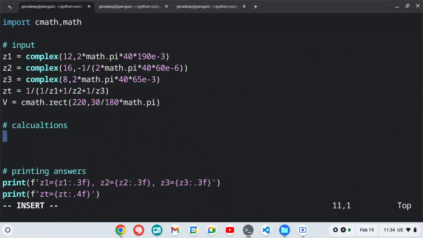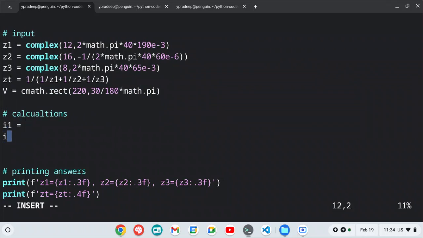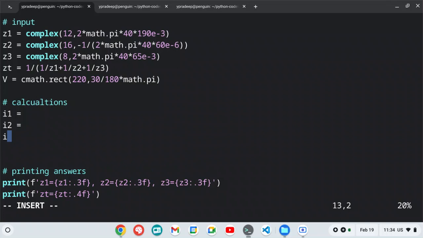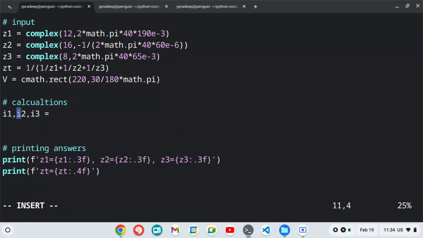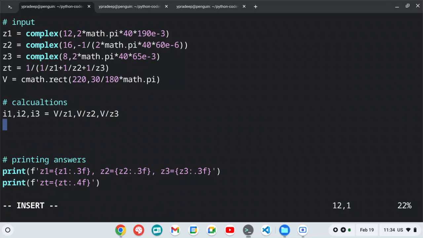Okay, now calculations. I1 equal to I2 equal to I3 equal to. By the way, in Python there is a facility called packing and unpacking. We can define like this: V by Z1, comma V by Z2, comma V by Z3. So this is nothing different. Individually it will calculate and individually it will assign to I1, I2, and I3.